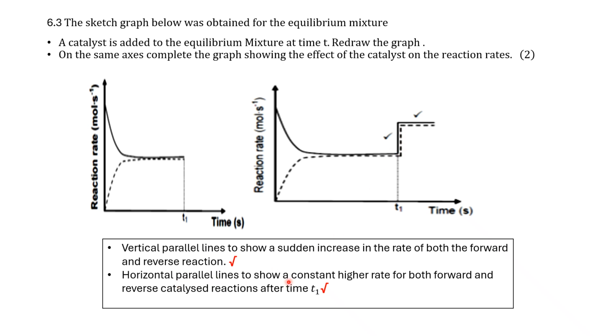Then we have horizontal parallel lines that are higher than this. That is to show a constant higher rate for both forward and reverse reaction. So 1 mark for each. That is where you get your 2 marks. So as I say, catalyst speeds up everything. Everything happens faster than it's supposed to, but the catalyst itself doesn't partake in the reaction. Right, now let's go to the Kc question.